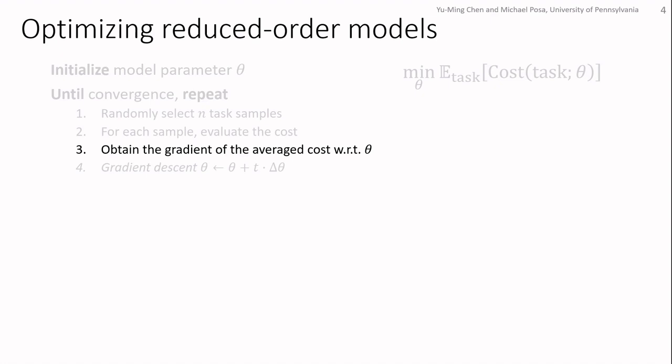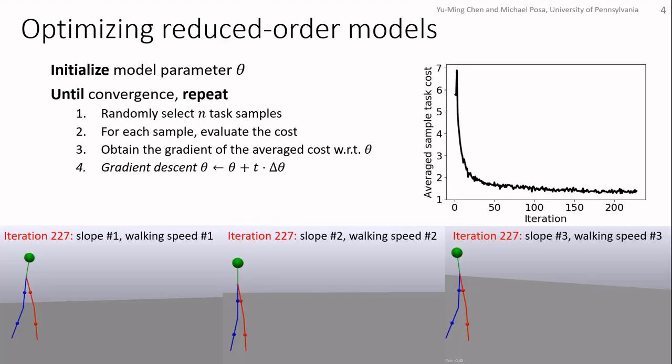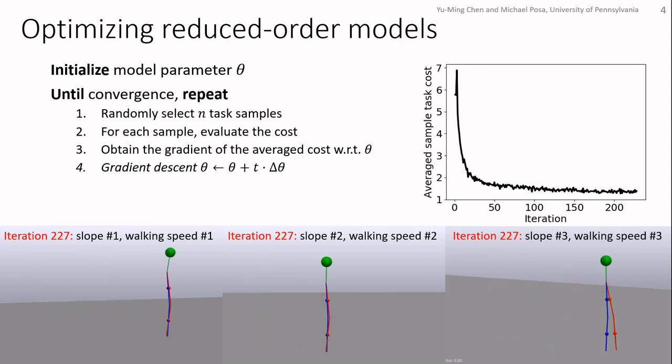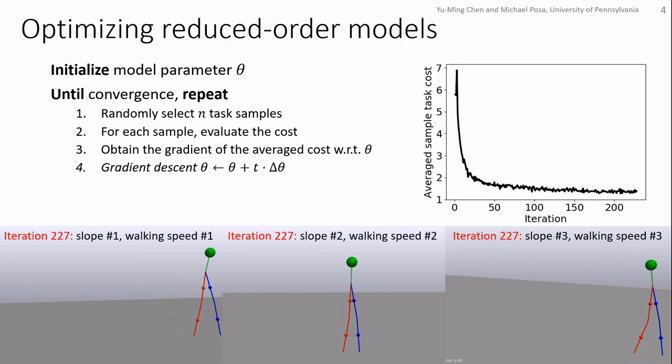As for the gradient calculation step, we won't present it here due to time limit. Please see the details in the paper if you're interested. So after a few iterations, this is the result. The plot here shows the cost of each iteration. It is normalized by the cost of the full model without any reduced order model embedding. And the video shows a few gaits from the final iteration. From the result, we can see that although the model remains low dimensional, the performance is much better than the LIP.